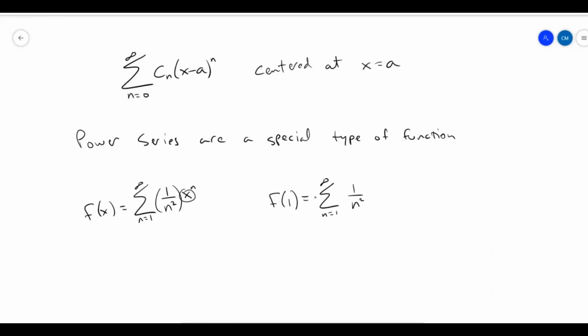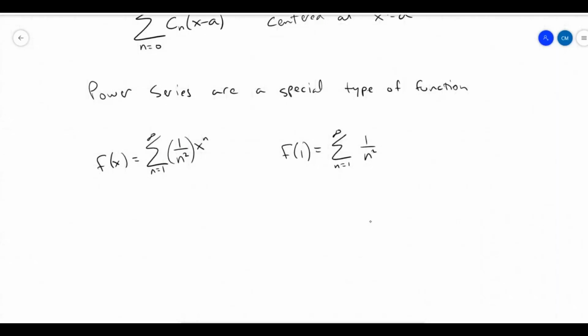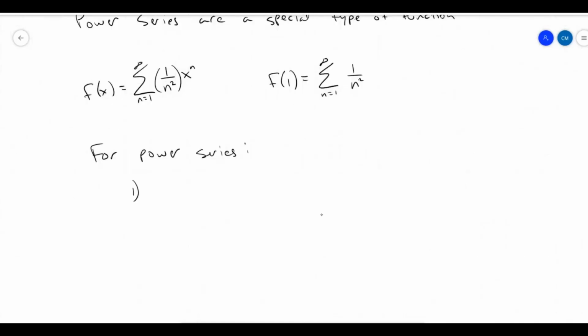So what we're trying to do here, when we're trying to find out whether the numbers that we plug in are going to produce a series that converges or not, it's kind of like we're trying to find the domain of the power series, or the domain of the function. And so it turns out for power series, one of three things can happen. It converges only at the center.